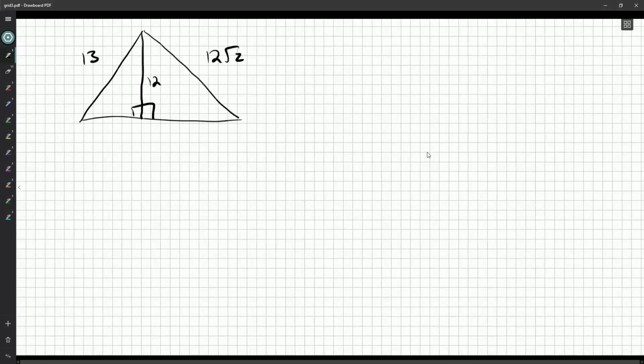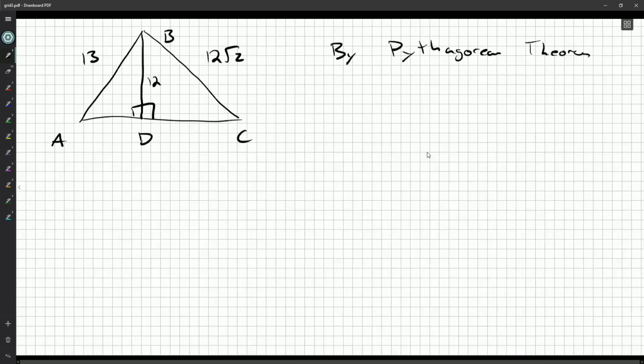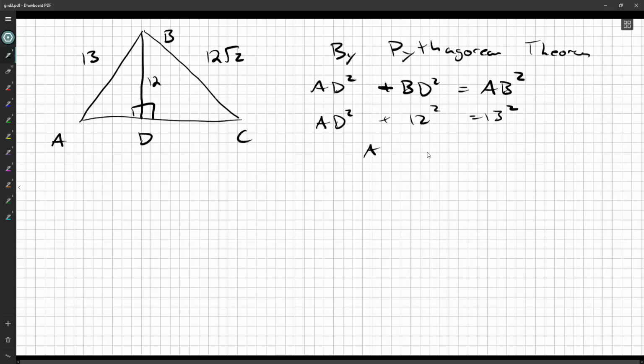So the sort of long way to go about doing this is to say, here's D, here's B, here's A, here's C. You might start by saying, by the Pythagorean theorem, AD squared plus BD squared is equal to AB squared. So that's AD squared plus 12 squared is equal to 13 squared. You'd rearrange and you'd say AD squared is 25. And AD is 5.